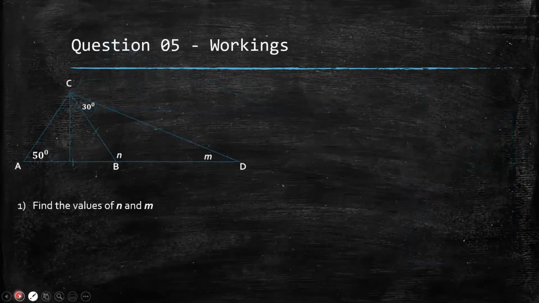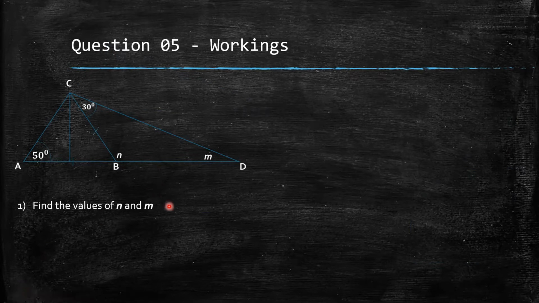In this question, it asks us to find the values of n and m. First, let's find the value of n. Now we know the ACB angle is 50 degrees. It is because side AB is equal to side BC. Therefore, ABC is an isosceles triangle and the angles opposite these sides will also be equal. Therefore, ACB will be 50 degrees.